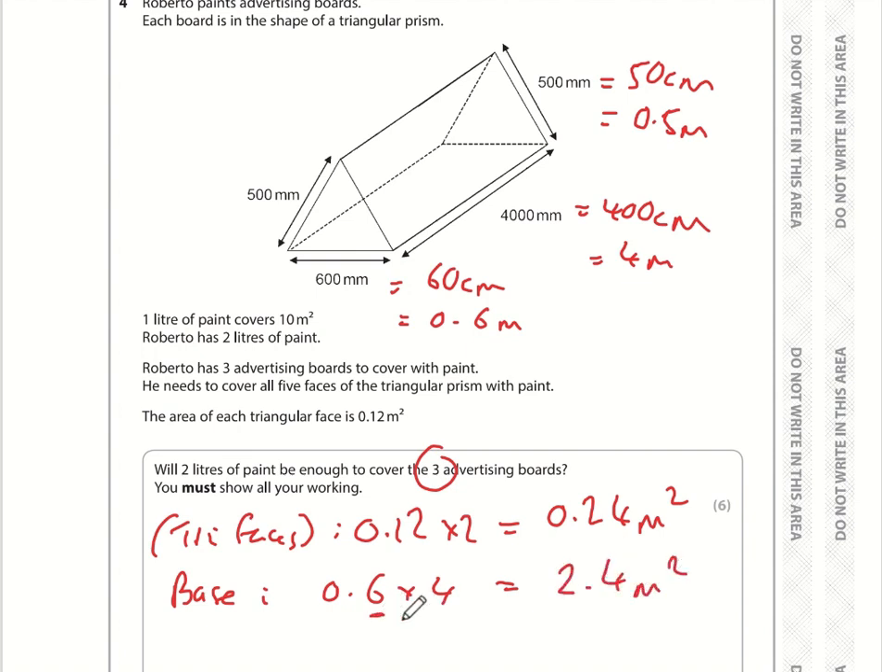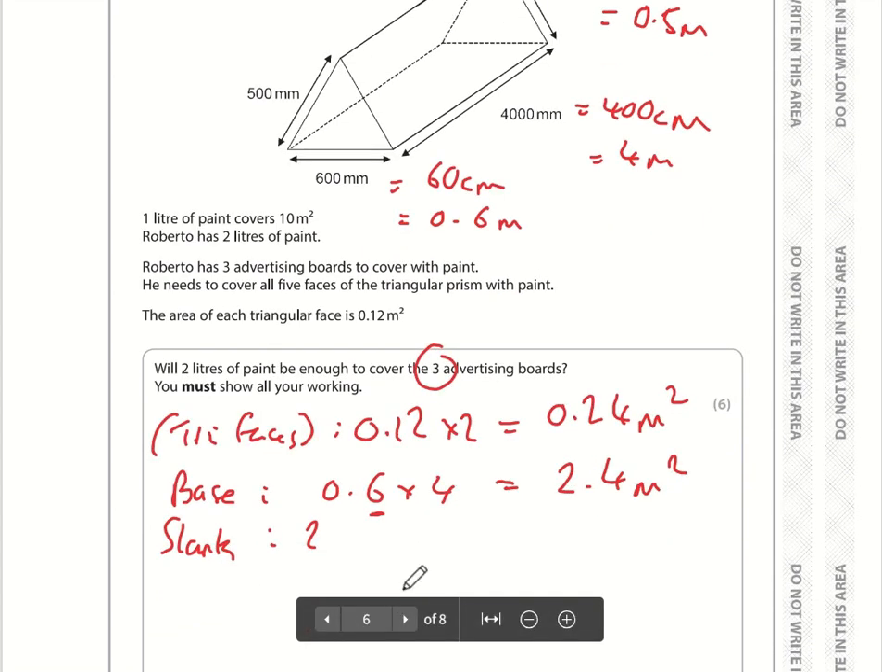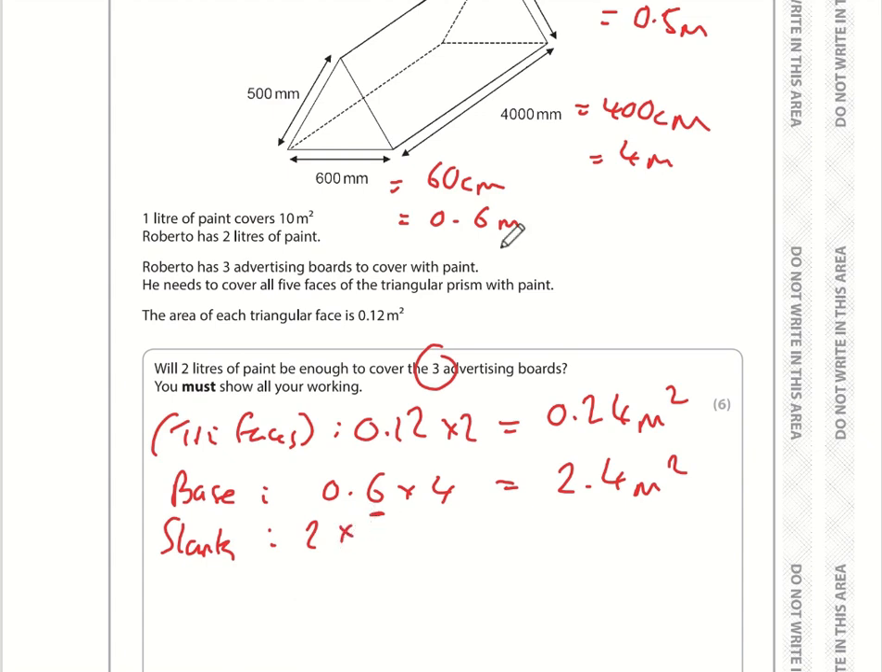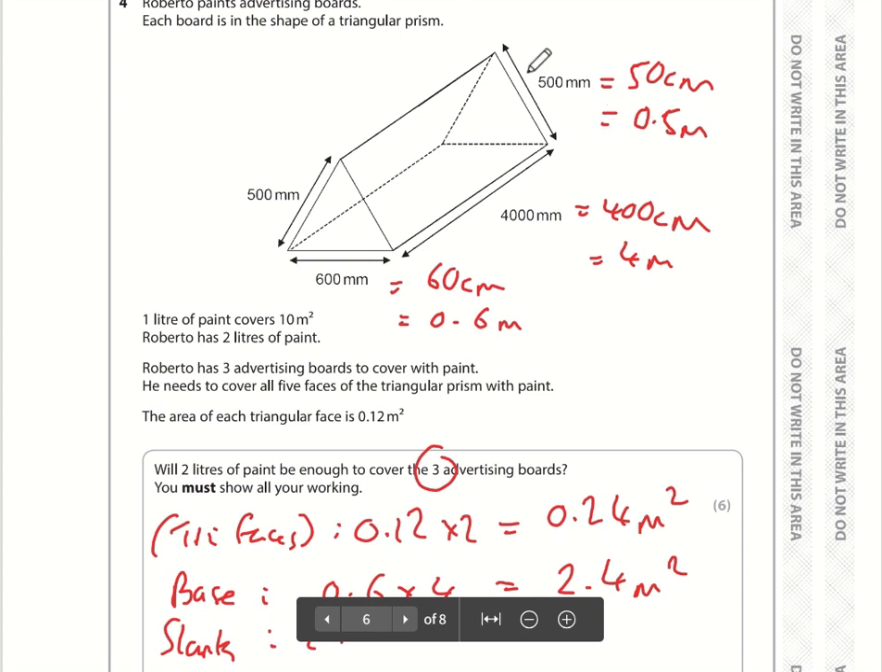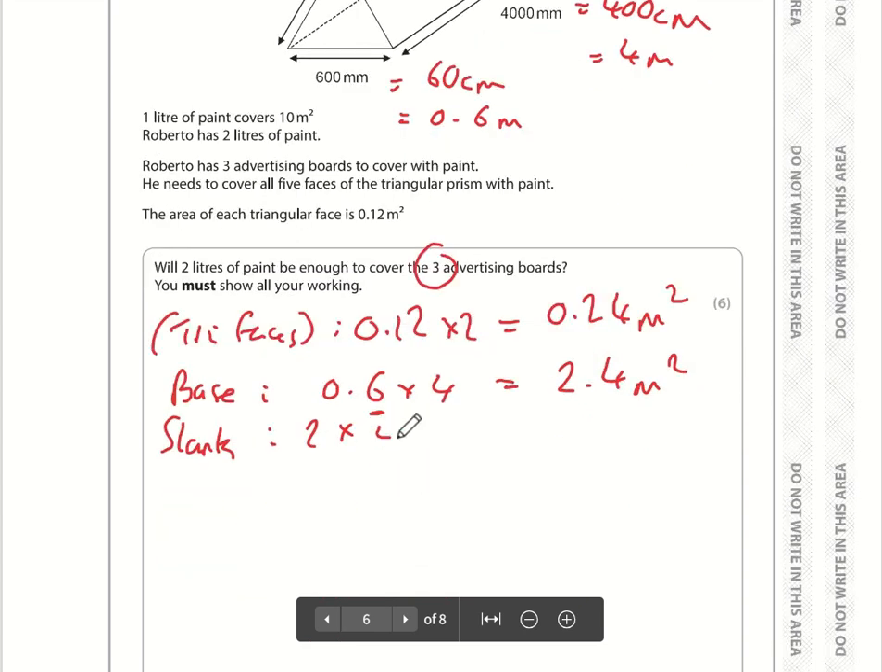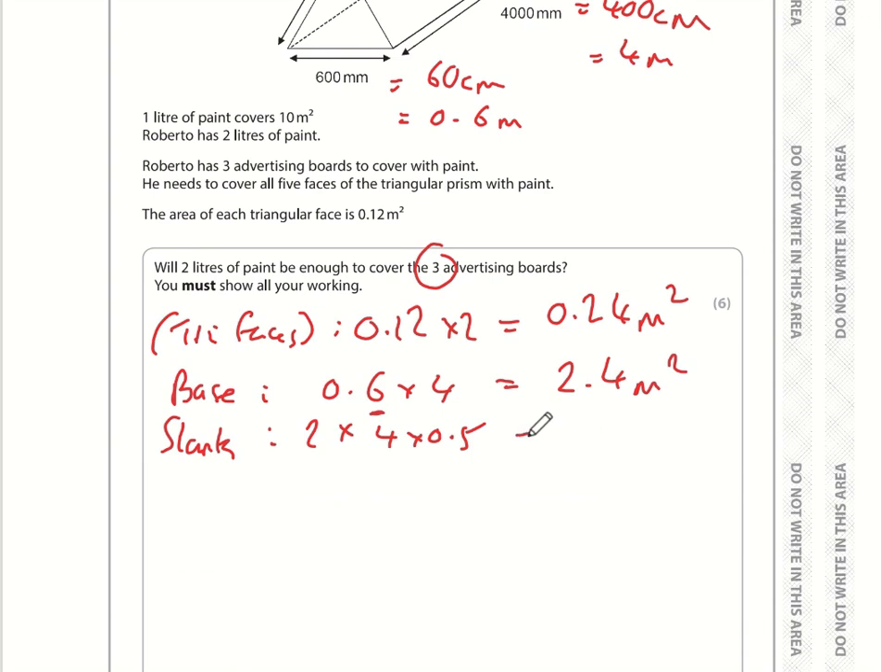We've got one decimal place in the question, so we need to make sure we've got one decimal place in our answer. So all we need to do now is work out this slanted face here and here. Now these are identical, so if I just call these the slants, that's going to be 2 lots of, because there are 2 of them. So that's 2 times 4 times 0.5. Now 0.5 is otherwise known as a half. A half of 4 is 2, 2 times 2 is 4.